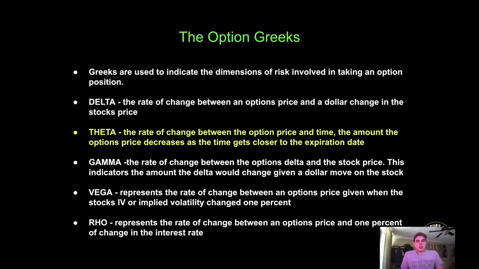All right, next thing is the option Greeks. These are the main Greeks for options, and they basically represent how the option contracts change in price. It's not all based on just the stock price and its movement. So there's the Greeks plus the stock price, and that's how you get your option price, and that fluctuates.